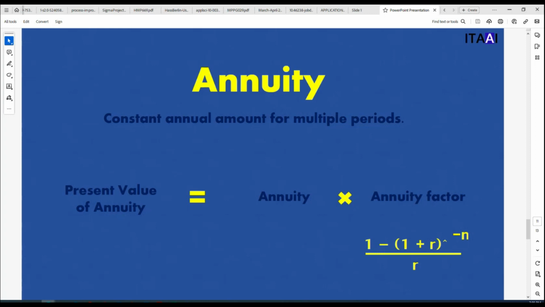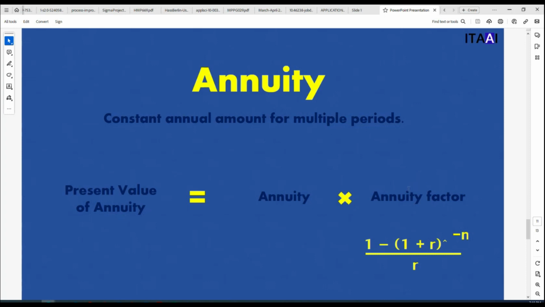Whatever the annuity amount is, multiply that with the annuity factor and you will get your present value. Now this annuity factor can be calculated using the formula shown over here, where R is the discount rate and N is your number of periods.